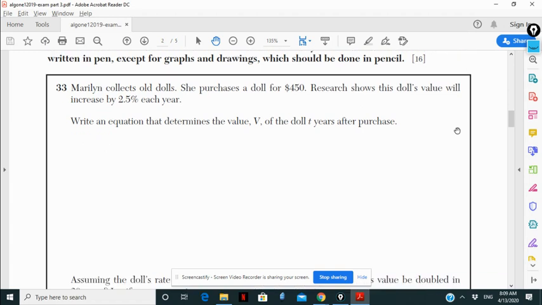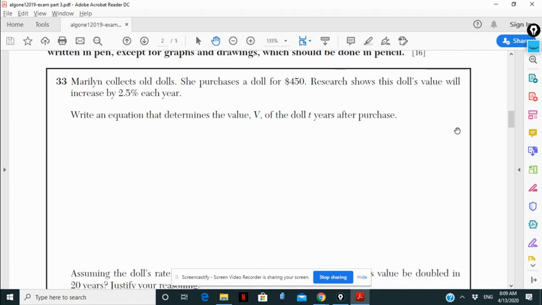Now, Marlene collects old dolls. She purchases a doll for $450. Research shows this doll's value will increase by 0.5% to 2.5% each year. Write an equation to determine the value for B.